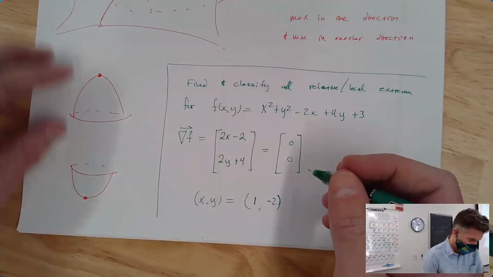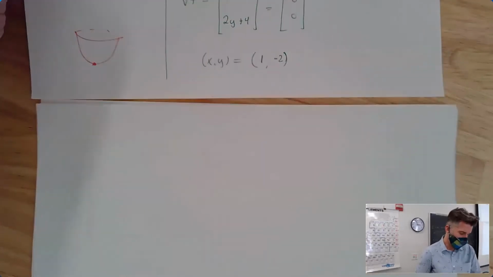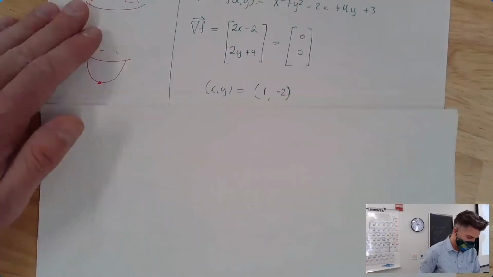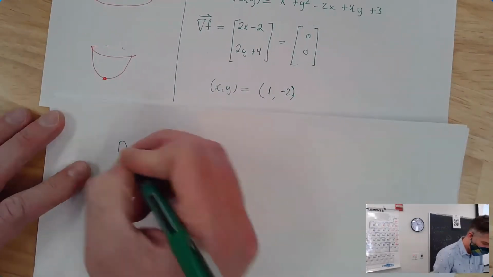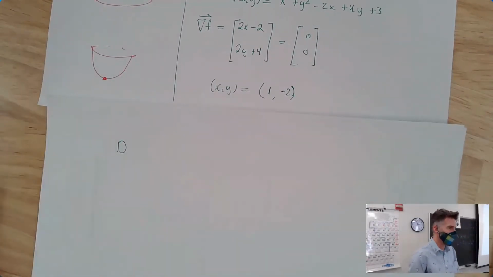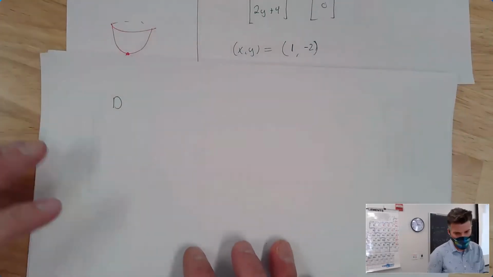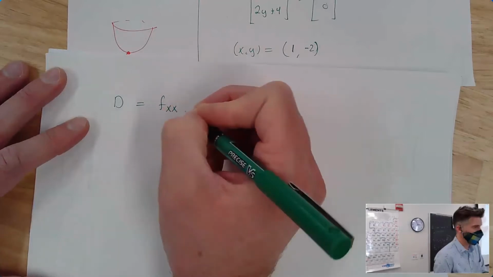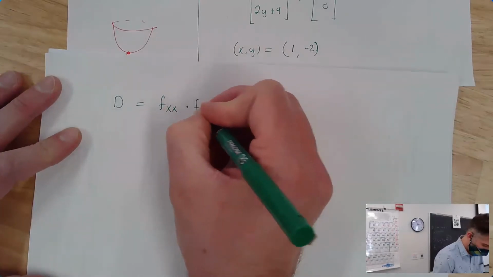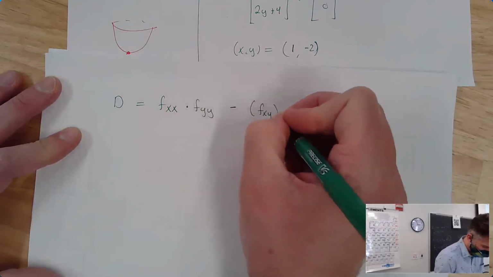So here's how we tell if we have a maximum, minimum, or a saddle. We calculate this thing. It's called D. It's really the determinant of the Hessian matrix, which is not a thing you need to remember, but it is what it is. The easy way to calculate it is to know that D is equal to the product of the second partial with respect to x times the second partial with respect to y minus the square of the mixed partial.